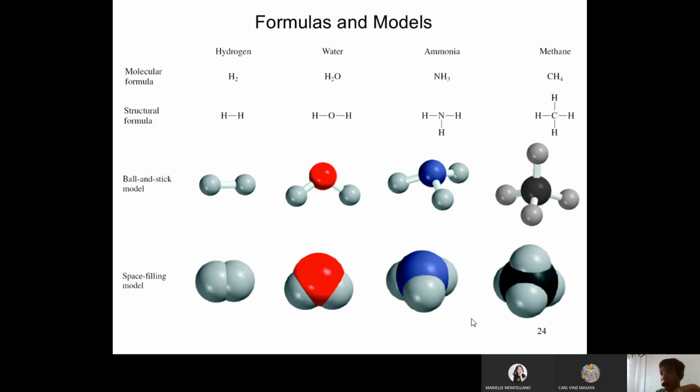So, ano sir gagamitin natin? For this chapter, molecular formula lang. In our future chapters, we will do the structural and the ball and stick model to visualize the atoms clearly. Okay?